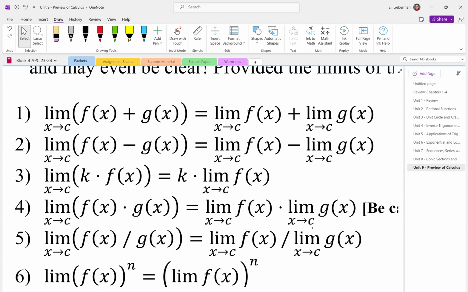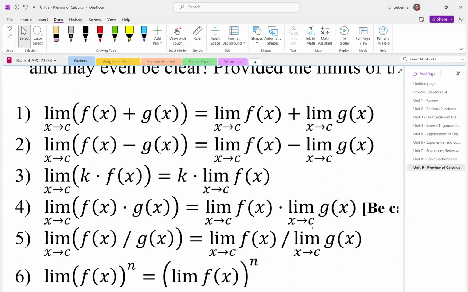If you have a constant multiplier on a function and you take the limit of that, you can factor out the constant multiplier. If you have a limit of a product of two different functions, you take just the limit of each function. With a limit of a function over a function, that's the limit of the function over the limit. Hopefully it's very intuitive how we go from the left side to the right side.